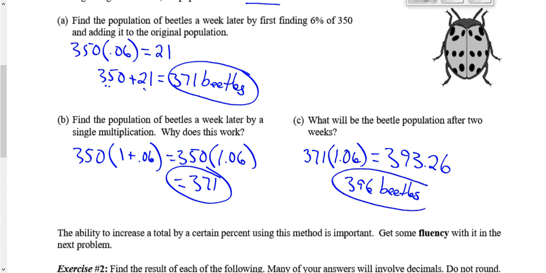396. Or 93, 393. Well, you're not going to get the full, no, it's going to be 393.